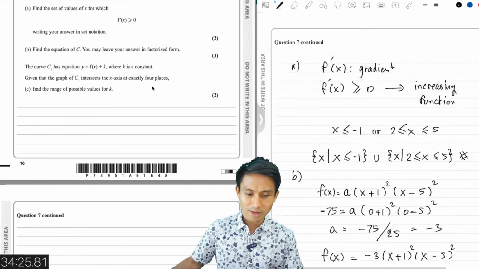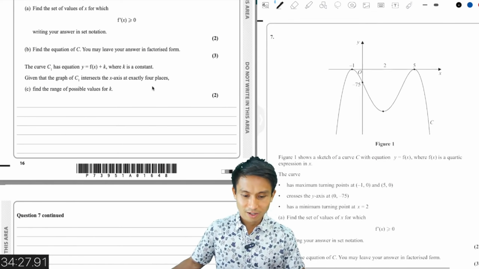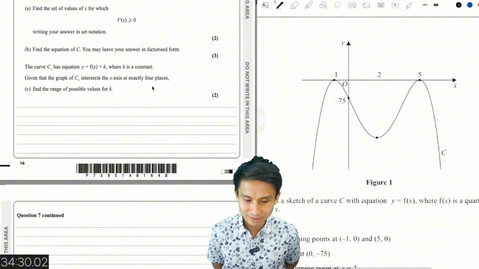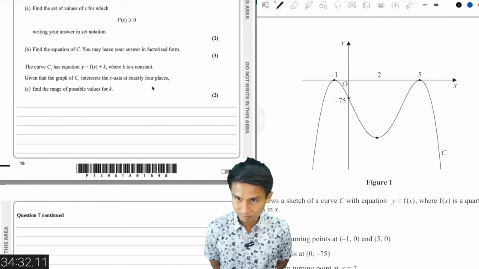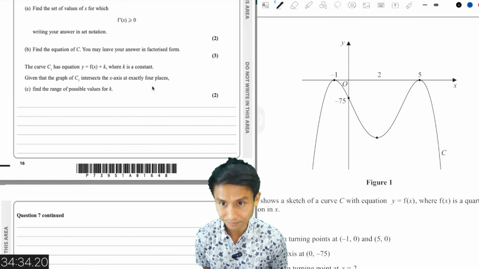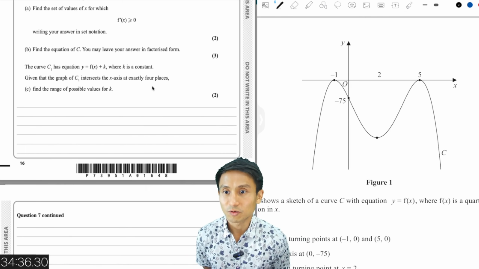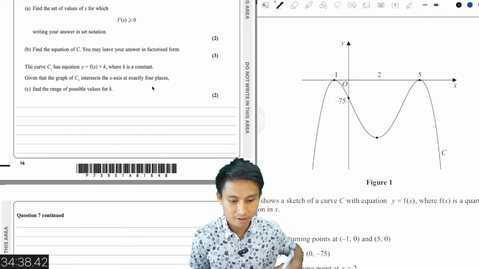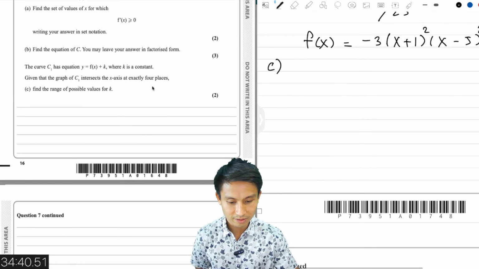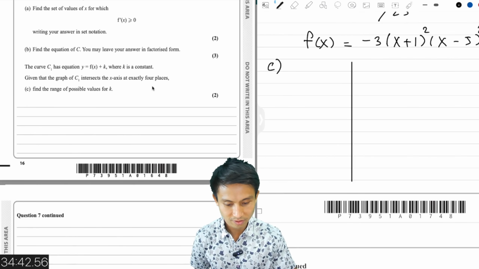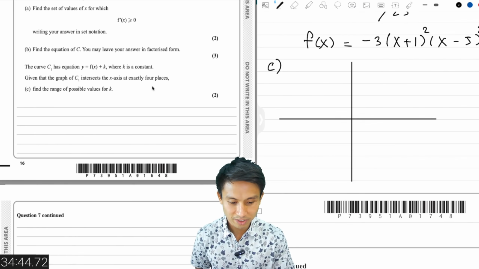Right, so how do we make this curve cut at exactly 4 places? This is only 2. So, okay. Alright, so find the range of possible values of k. Alright, so I'm going to draw that shape quickly here and illustrate to you with some animation maybe.